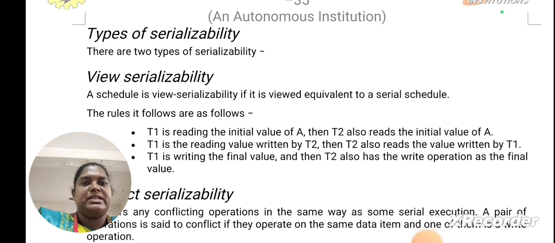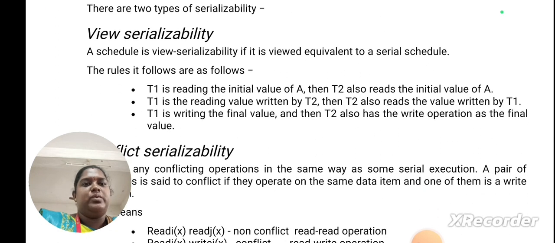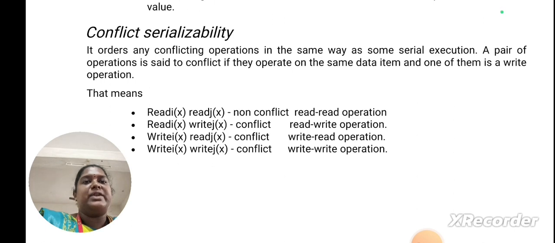Types of serializability. There are two types of serializability: view serializability and conflict serializability. A schedule is view serializable if it is view equivalent to a serial schedule. The rules it follows: if T1 reads the initial value of A, then T2 also reads the initial value of A. If T1 reads a value written by T2, then T2 also reads the value written by T1. T1 writes the final value and then T2 also has the write operation as the final value.